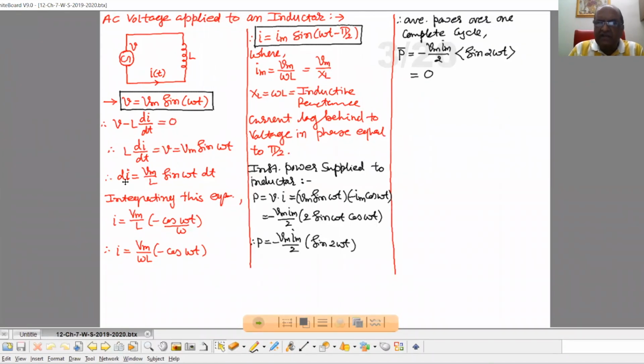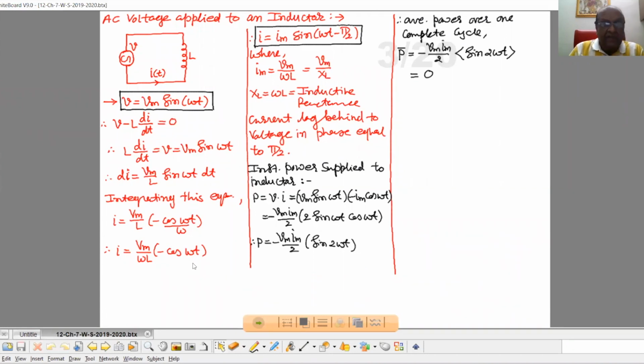So we can write di equals Vm by L sin omega t dt. This dt is taken on this side. Now if we integrate this equation, then the integration of di is I, Vm by L as it is, and the integration of sin omega t is minus cos omega t upon omega. So we can write I equals Vm upon omega L into minus cos omega t.